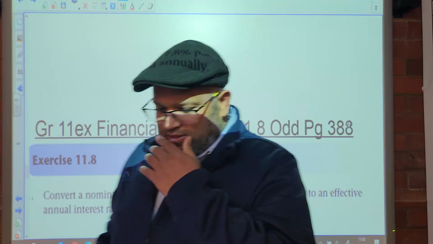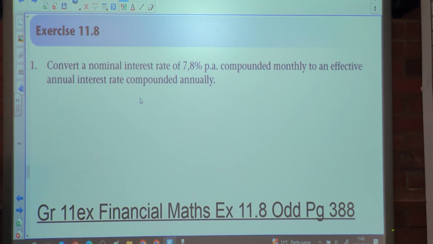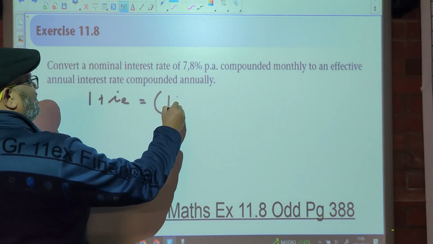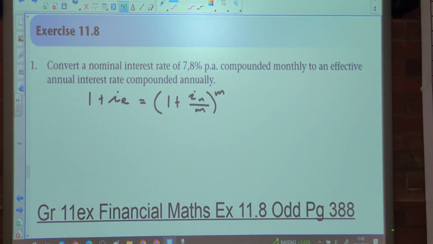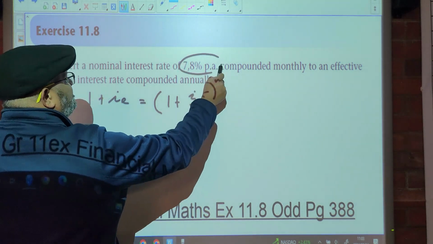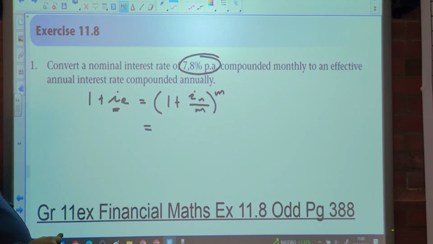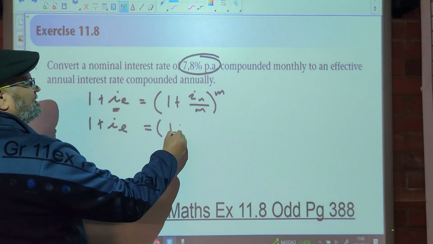Okay. So in exercise 11.8, we are told to convert a nominal interest rate of 7.8% per annum compounded monthly to an effective annual interest rate compounded annually. What's my formula? 1 plus i effective equals 1 plus i nominal over m, to the exponent m. So this is a nominal compounding. They ask to convert that to an effective. So I want to calculate i effective.